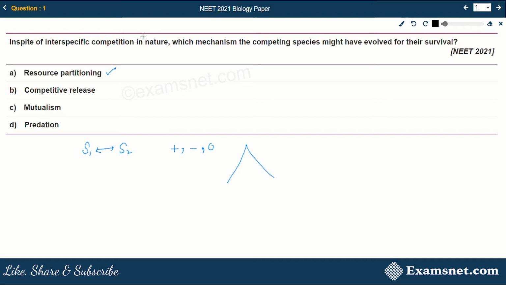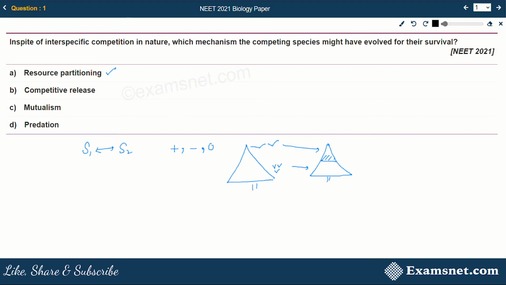See, suppose there is a tree in an area and some bird species live on this tree, but after some time another species of bird arrive here and they also want to live on this tree. But these two species don't want to fight with each other. So what will they do? They will do resource partitioning. That means they will distribute the areas of this tree into different zones, and then they will reside in their allocated zones without disturbing each other. So this way they will coexist independently. Okay, so the correct option will be resource partitioning.